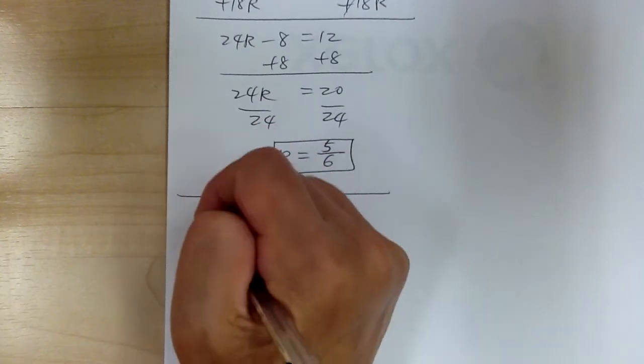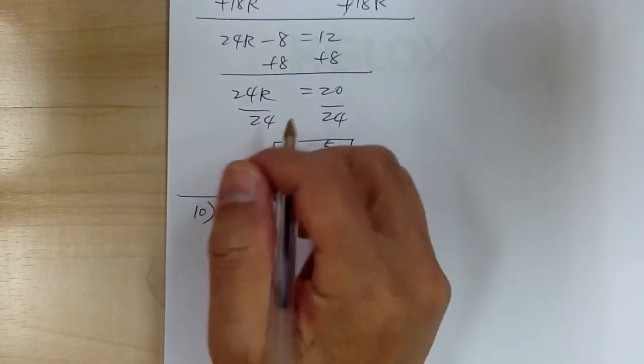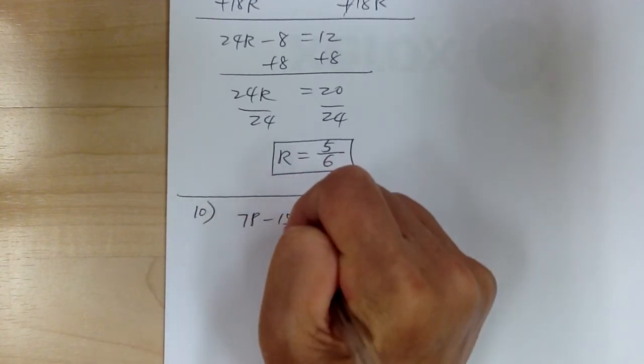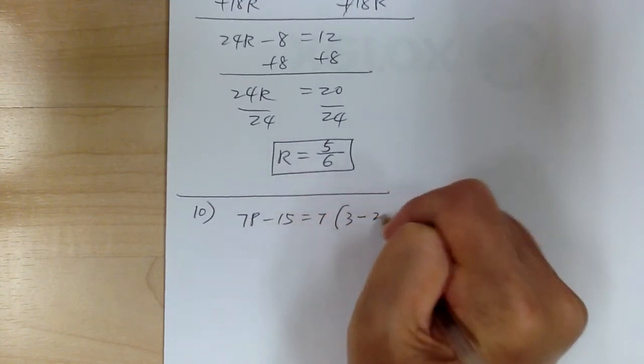Now you don't have to graph anymore, right? It's only graph the 6. Okay, number 10. You got 7p minus 15 is equal to 7 times 3 minus 2p.